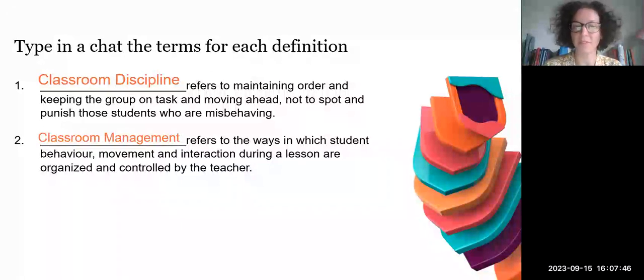Discipline refers to maintaining order and keeping the group on task and moving ahead, not to spot and punish those students who are misbehaving. This is about the discipline, not to punish or even spot those who are misbehaving. So everything that goes in with the discipline is about moving ahead, moving forward, not stopping. Classroom management refers to the ways in which students' behavior, movement, and interaction during a lesson are organized and controlled by the teacher, which means that we create the circumstances, we create the environment in which students behave, interact, and work towards the result.